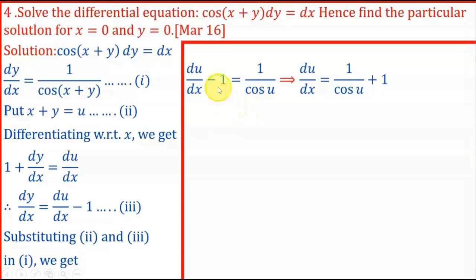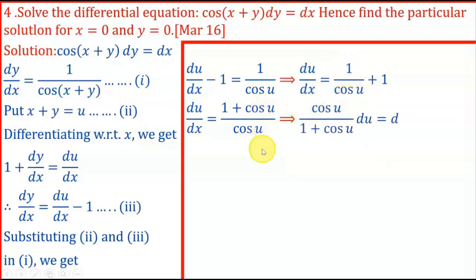After simplification, shift this -1 to the right hand side. It will become du/dx = 1/cos u + 1. Therefore, du/dx = (1 + cos u)/cos u. Now here we will apply the variable separable method. Shift this dx to the right hand side and shift this cos u and 1 + cos u to the left hand side.